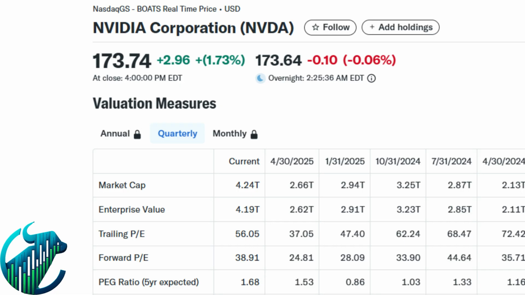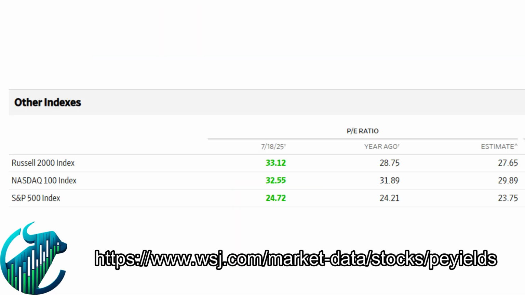All these multiples, however, are best used when compared to other stocks. And you can also look at what the average is for the S&P 500, the NASDAQ 100, and Russell 2000 to give you an idea. If you go to WSJ.com, there's a page, and I'll leave a link in the description for this video, which shows you what the PE multiple is for these indexes, what it was a year ago, and the estimate or forward PE.